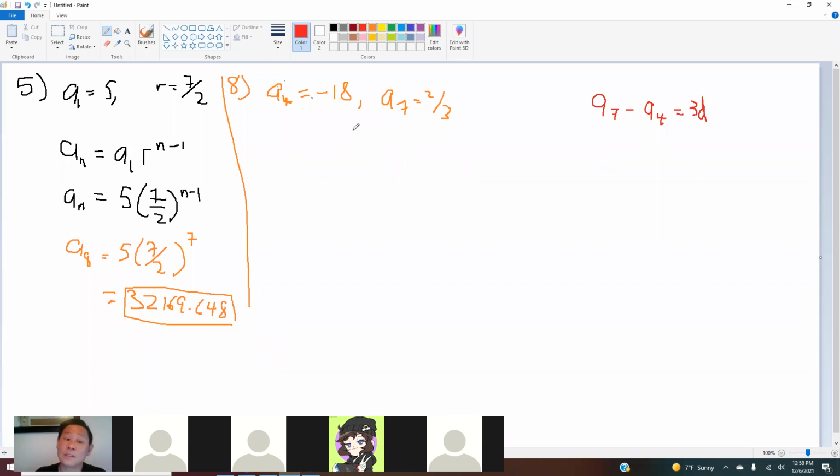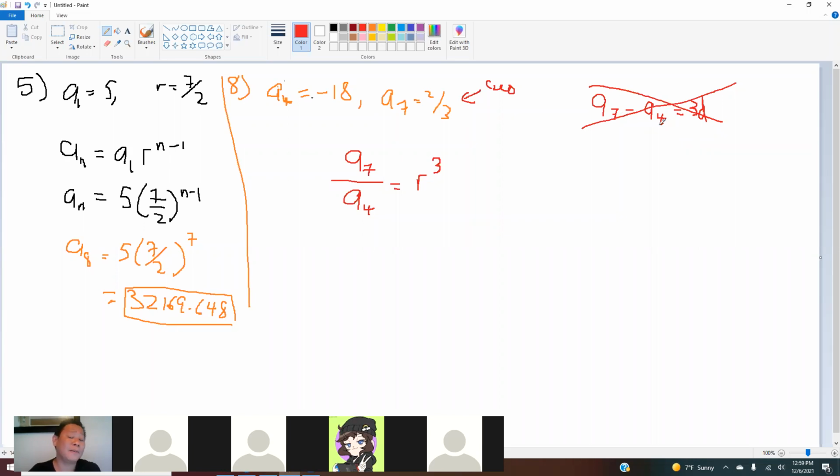This is what you guys did in arithmetic sequence. But don't forget, this is not arithmetic, this is geometric. So you cannot use this anymore. Because geometric, we don't use d, we use r, the ratio. So in this case, a7 divided by a4 is equal to r to the power of 3.